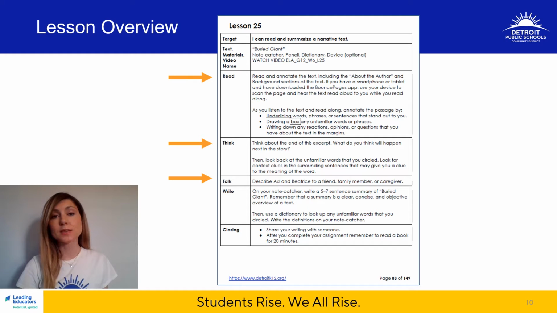In your discussions, you'll be talking about the two characters that are presented in the story, Axel and Beatrice. We're also going to be completing an objective summary of the text as your writing component. Another part of this task is to lift up those unfamiliar vocabulary words and to use some context clues to help you first figure them out before turning to the dictionary.